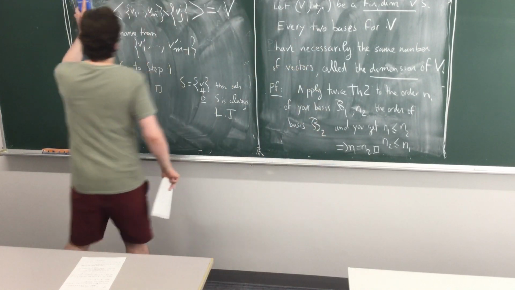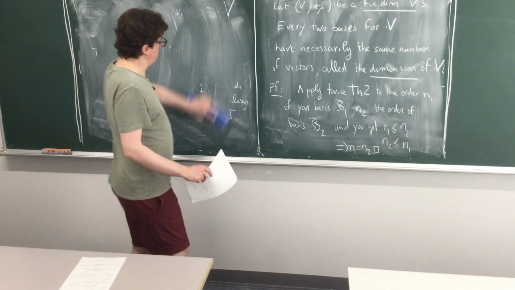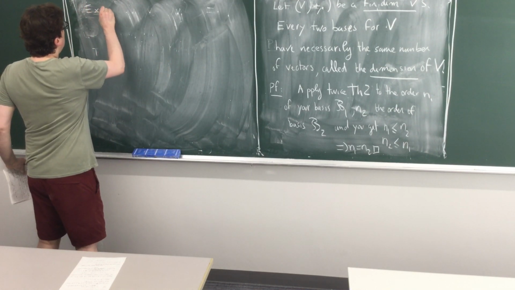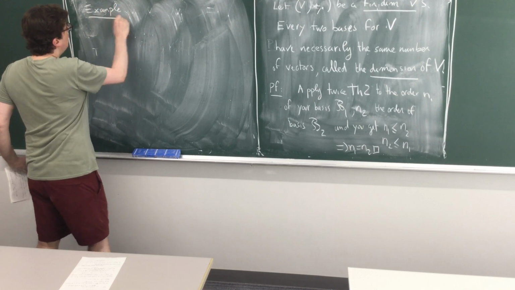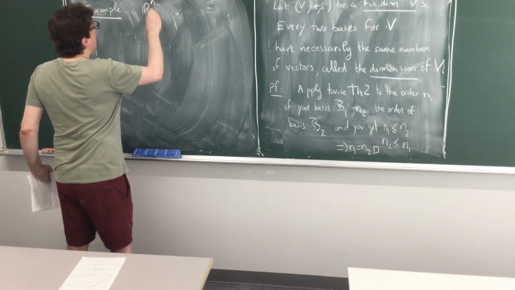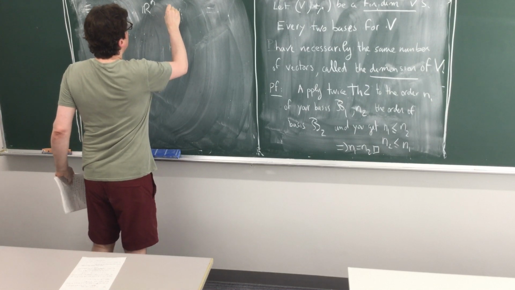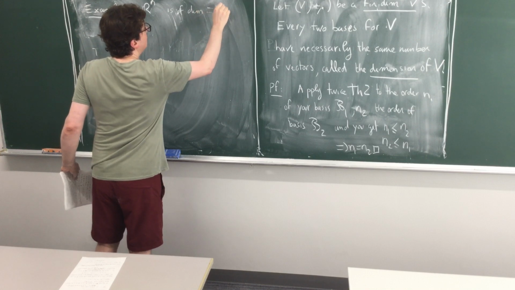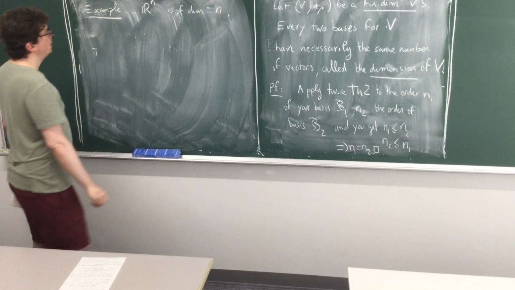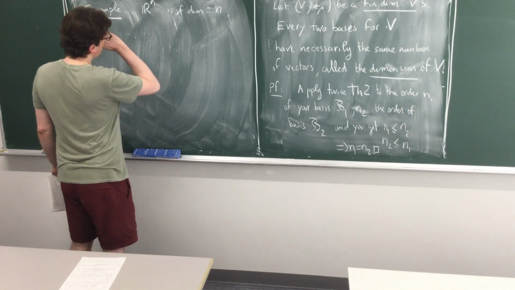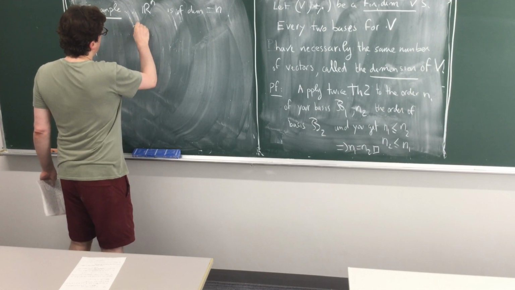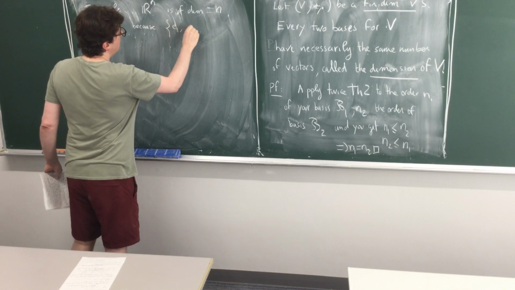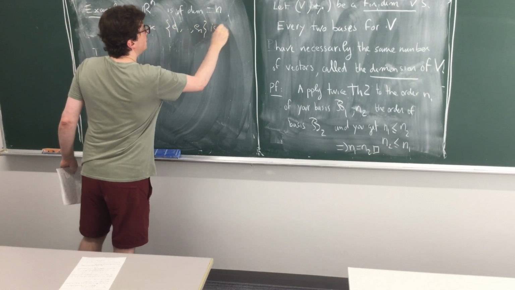Just an example of that. Obviously R to the n is of dimension n, because e1, ..., en is a basis.